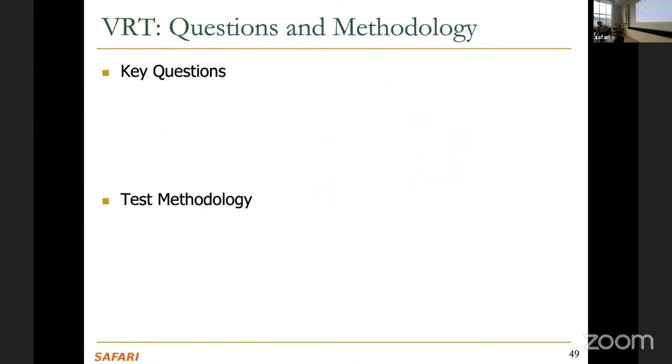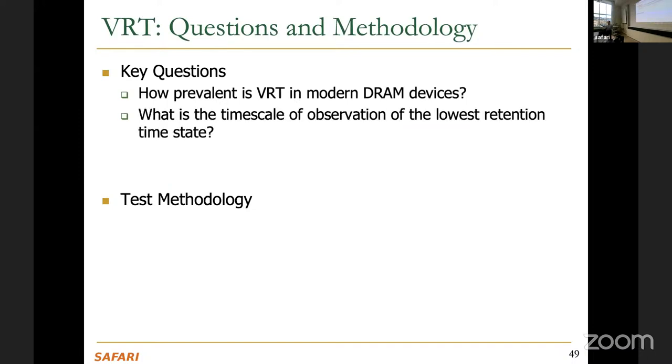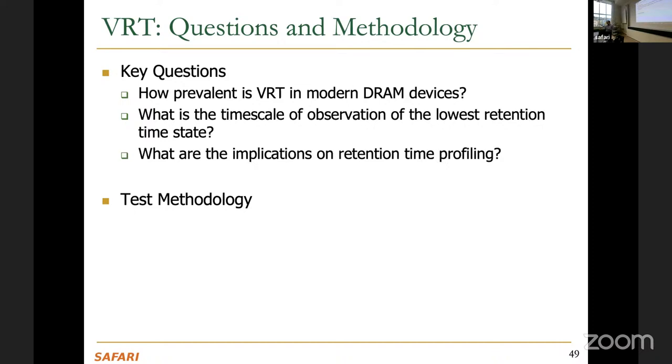We want to answer multiple key questions. First, how prevalent is variable retention time in modern DRAM devices? What is the time scale of observation of the lowest retention time state? Basically, how long do we need to test to get to the lowest retention time state, and can we be sure that we're actually getting to it? And what are the implications for retention time profiling?